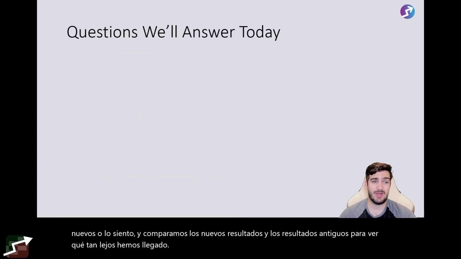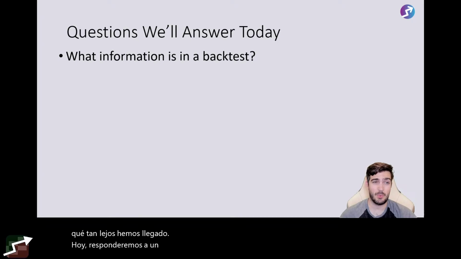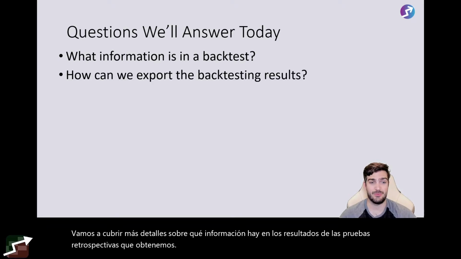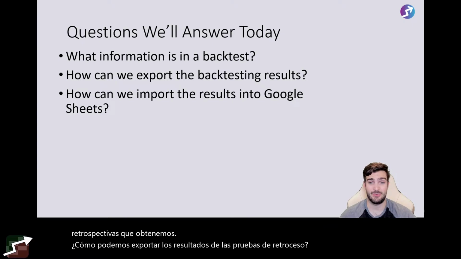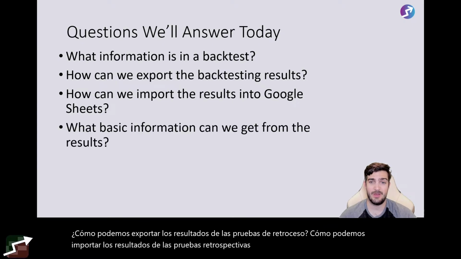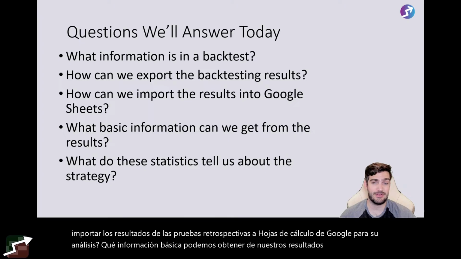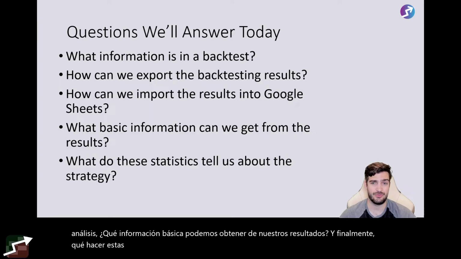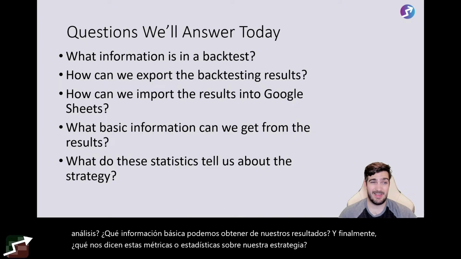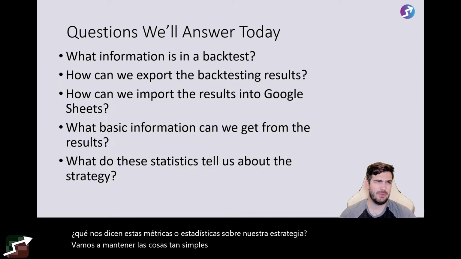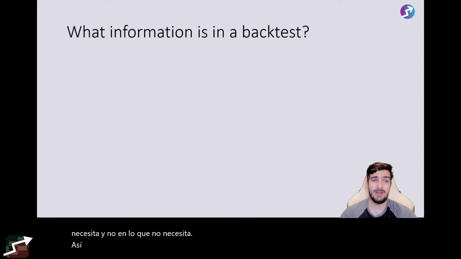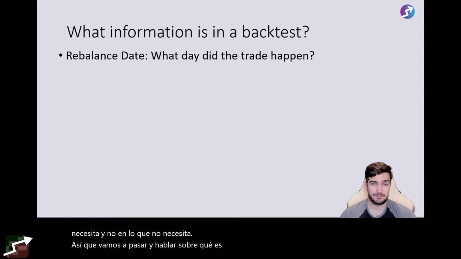Today, we'll answer a handful of questions. We're going to cover more details about what information is in the backtesting results that we get, how we can export the backtesting results, how we can import them into Google Sheets for analysis, what basic information we can get from our results, and then finally, what these metrics or statistics tell us about our strategy. We're going to keep things as simple as we can today, focus on only what you need and not what you don't. So let's go through and talk about what information is in a backtest.